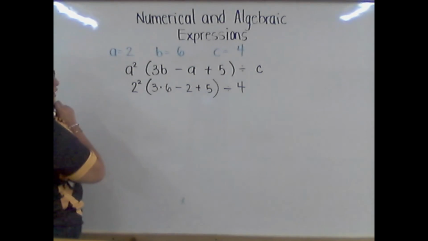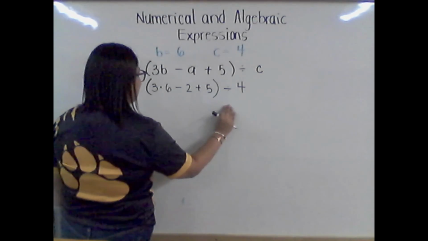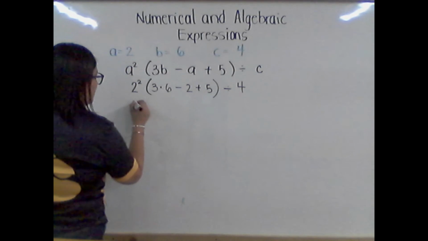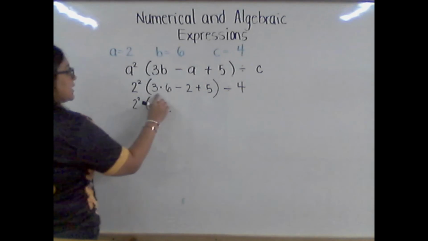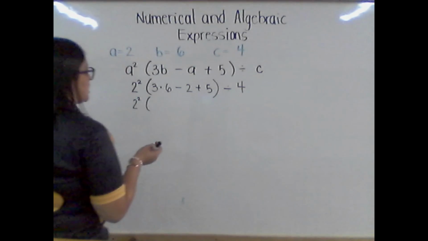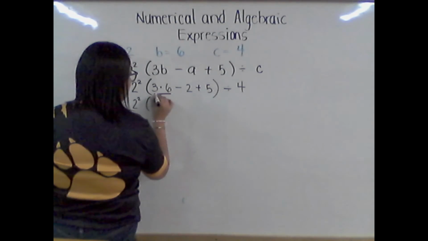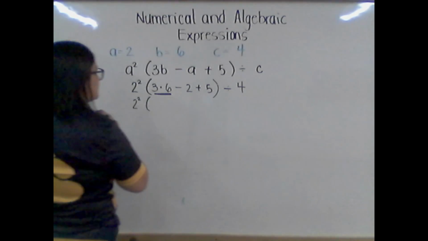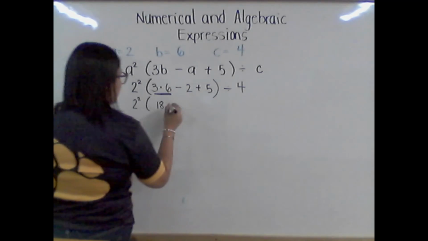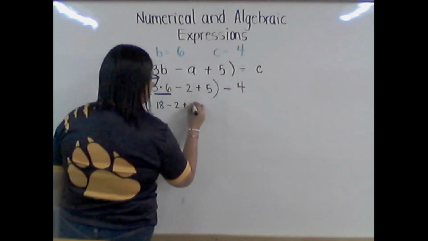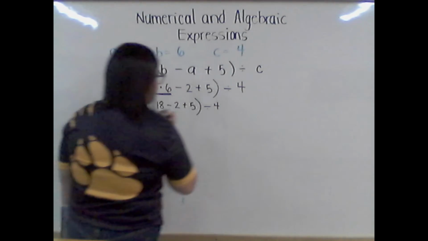So I'm going to start with, according to the order of operations, everything that is inside the parentheses. So I'm going to copy the exponent, 2 squared, and inside the parentheses, there are several operations, and I will still respect the order. So first, I'm going to solve this one here. 3 times 6, which is 18. And I will copy the rest. Minus 2 plus 5. I close my parentheses, divided by 4.